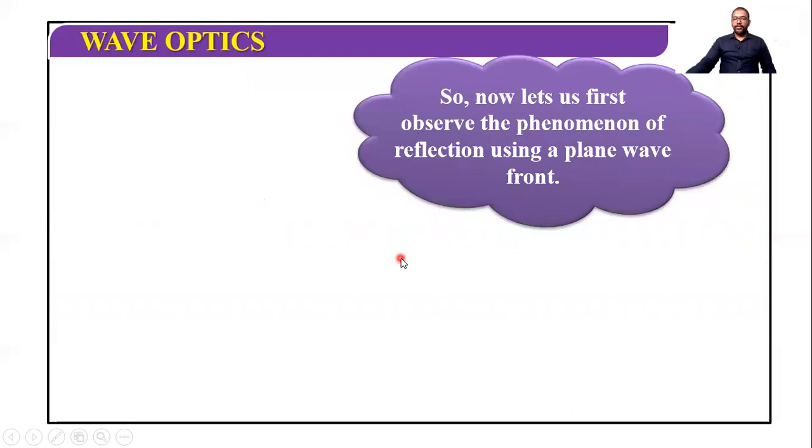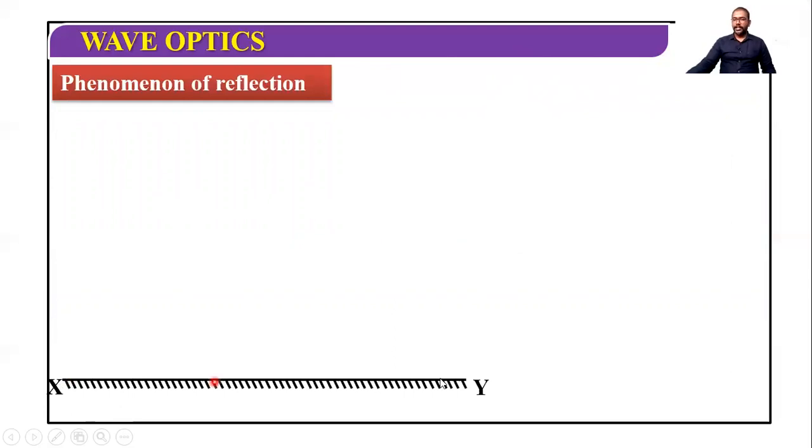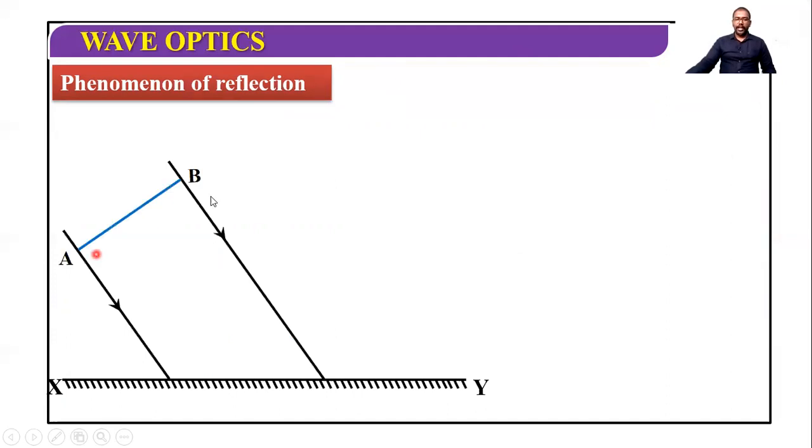Now let us first observe the phenomena of reflection using a plane wavefront. Now we are using plane wavefront and we are showing a reflection phenomena. So this is a mirror or reflecting surface XY. Now I consider two parallel rays, and this wavefront AB bounded by these parallel rays is obliquely incident on this reflecting surface XY. You can see here, this is a plane wavefront AB and it is now incident on this reflecting surface XY.